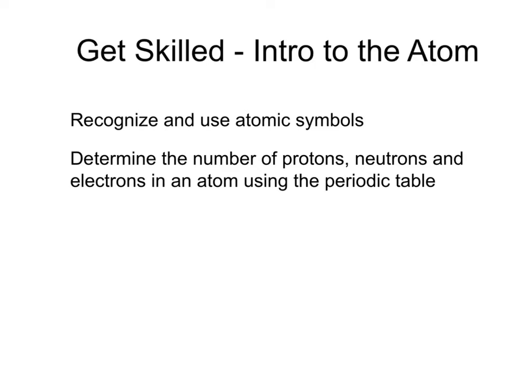Then you need to determine the number of protons, neutrons, and electrons that an atom has by using the periodic table. This is also very easy to do once you learn where everything is, but it takes practice before you get good and fast with it. So let's get started.